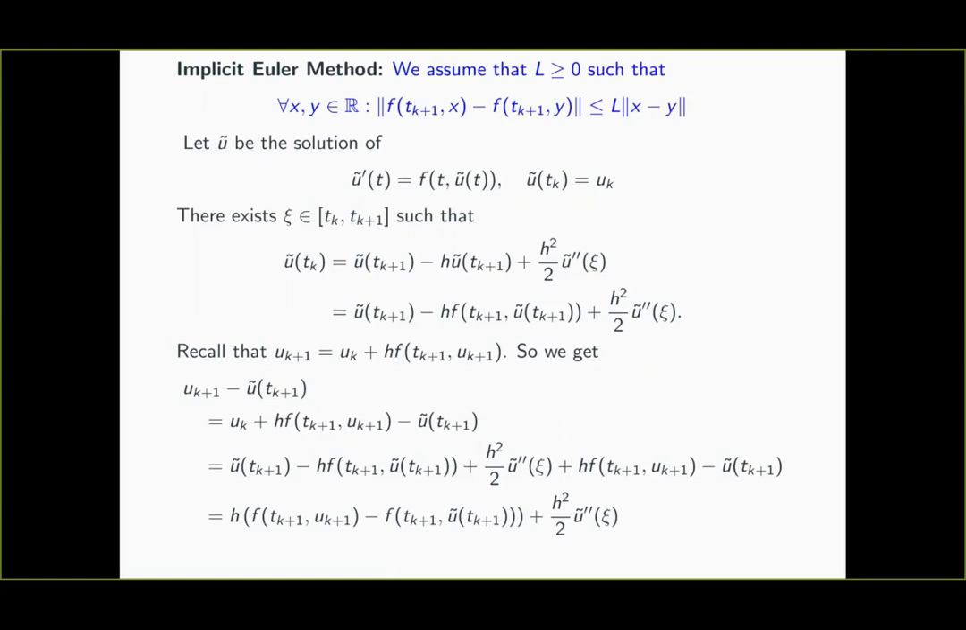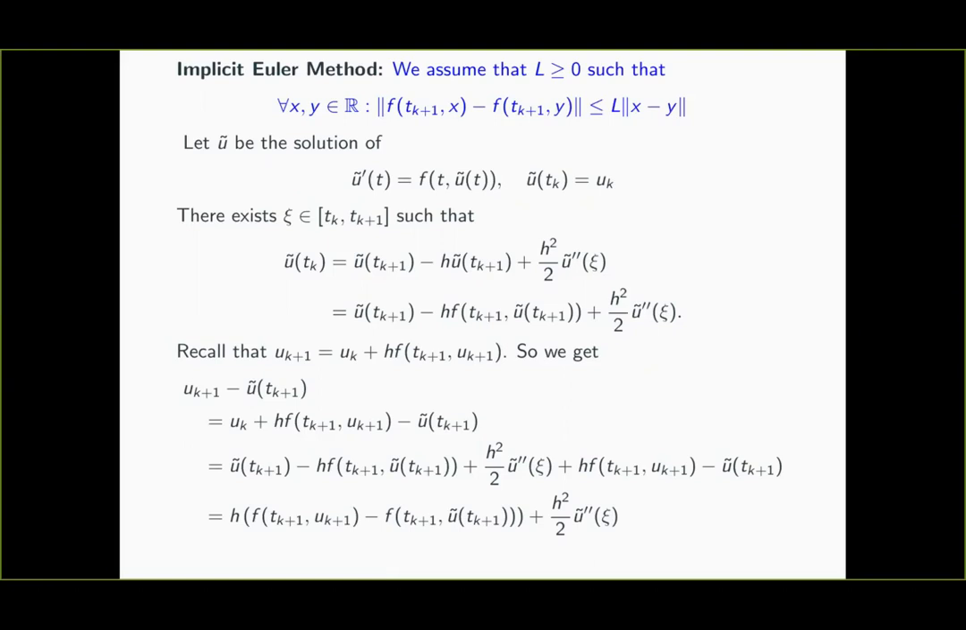So, equipped with that, suppose with our implicit Euler method we have produced approximations of the solution u of our Cauchy problem. So the approximation at time step t_k is u_k. And now we define our auxiliary problem. We let u tilde be the solution of the Cauchy problem u tilde prime of t equals f of t, u tilde of t, with the initial condition u tilde at time t_k equals u_k.